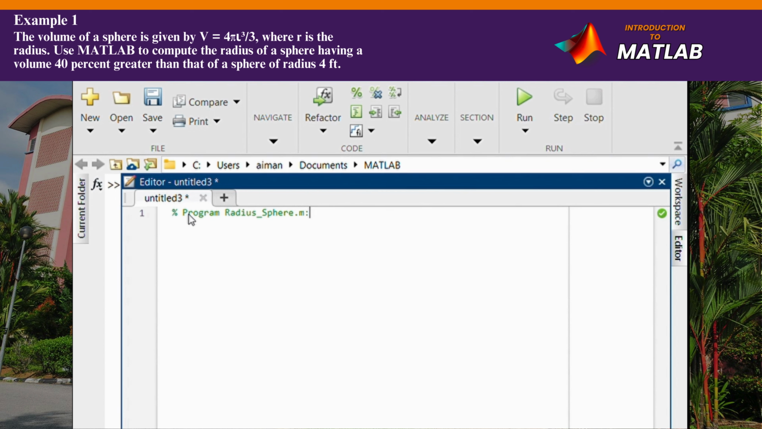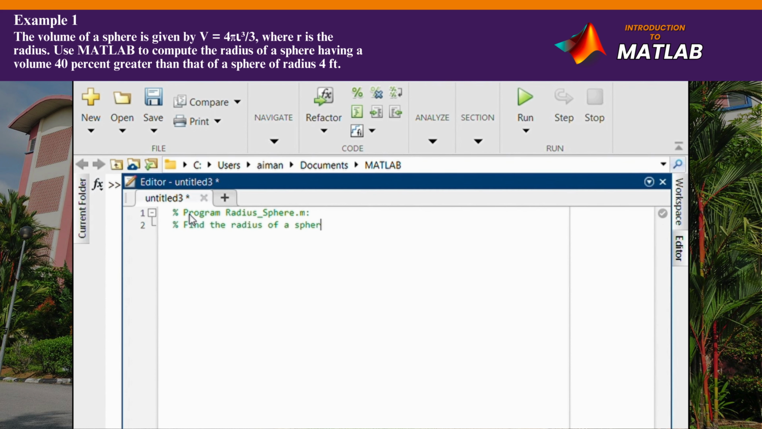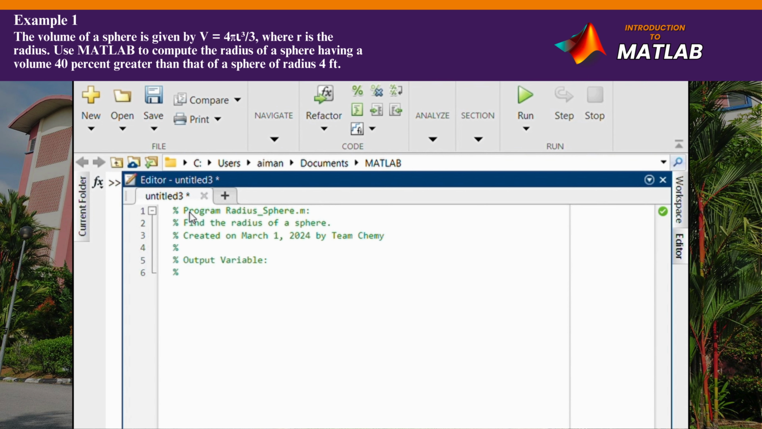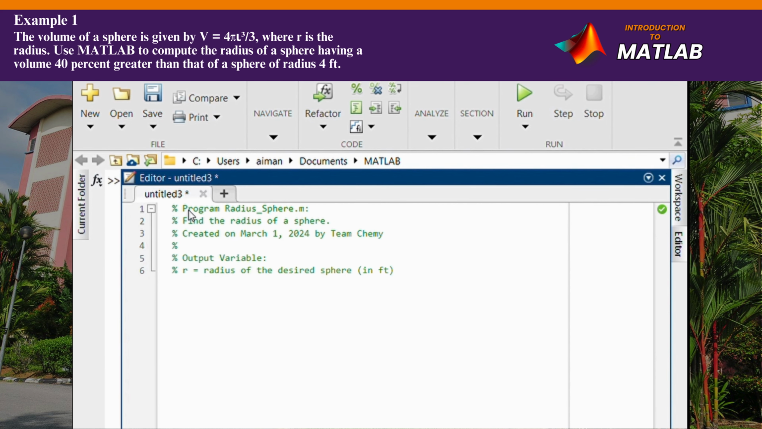At the second line, we put what we want to solve. In this case, we want to find the radius of the sphere. On the third line, we put the date and the name. You can put your name here. If you look in the lecture notes example, after the date and name, it is input variable. But since we don't have input in this problem, we skip to the output variable. Our output variable clearly is the radius of the desired sphere in unit of foot.